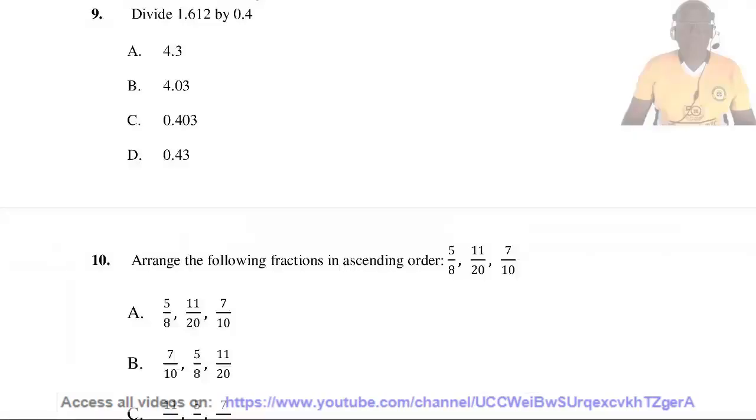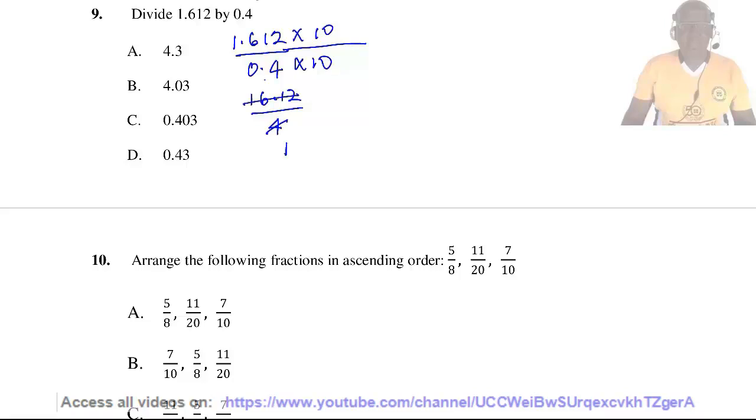Question 9. Divide 1.612 by 0.4. That is 1.612 divided by 0.4. We shall convert the denominator into a whole number by multiplying by 10. Therefore, the numerator has to be multiplied by 10. And we shall get 16.12 divided by 4. 4 goes here 1. 4 goes here 4.03. So the answer is B.